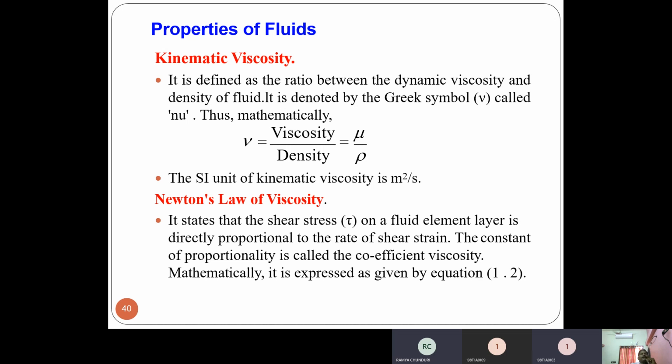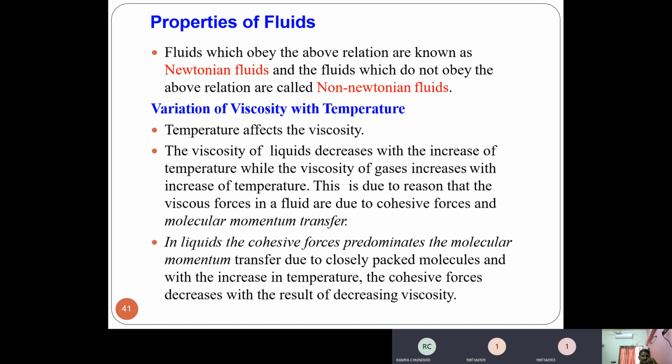In connection to the viscosity property, Newton's law of viscosity is a very important law. Newton experimentally proved this. What is it? Shear stress on a fluid element layer is directly proportional to the rate of shear strain. The constant of proportionality is called the coefficient of viscosity. Mathematically, this is expressed.